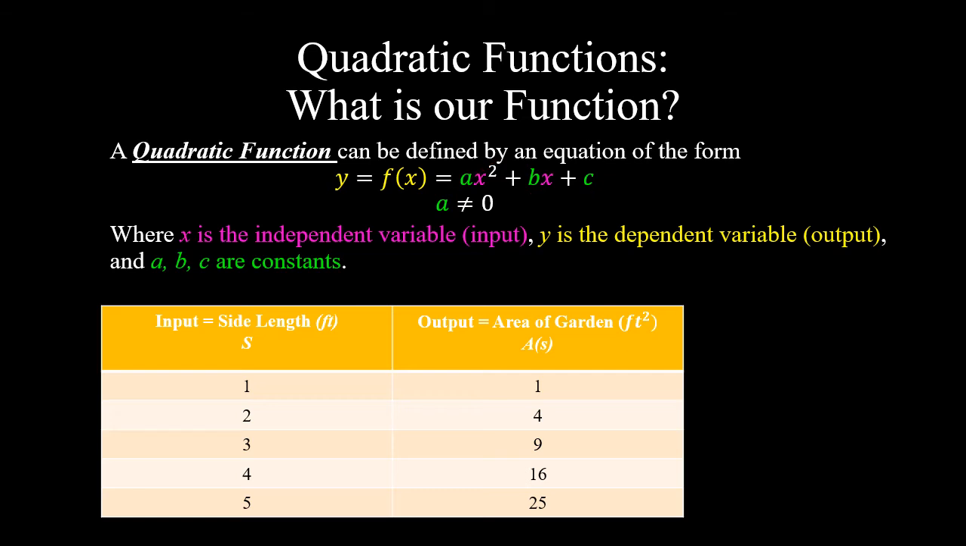X is our input, y is our output, and a, b, and c are constants. That means that these coefficients here, this a and b and c, they're just numbers, okay? And they can be any number. And of course, that depends on what our input and output are, what our function is, I should say. Okay, so let's see what function we are dealing with first.